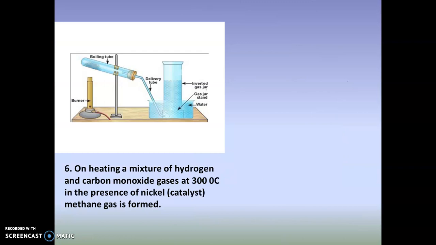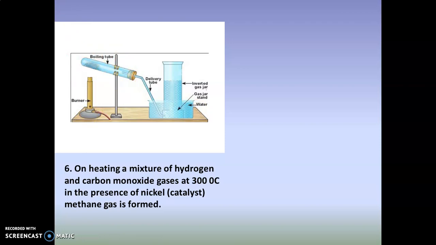Then in the laboratory, suppose I want to produce methane, how can I do that? On heating a mixture of hydrogen and carbon monoxide gas at 300 degrees Celsius, in the presence of nickel as a catalyst, methane gas forms. So in the laboratory at 300 degrees Celsius, when hydrogen and carbon monoxide gas is heated, the nickel as a catalyst fastens the reaction, and methane gas is produced.